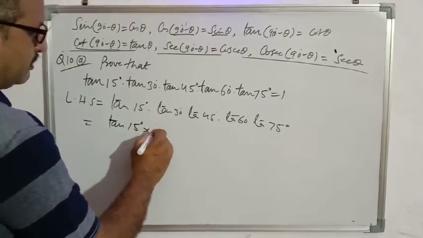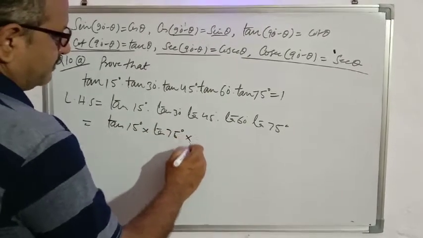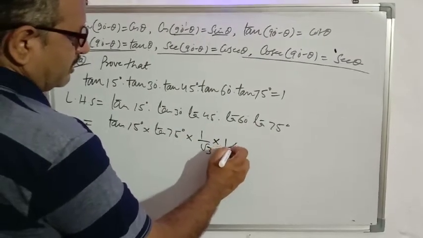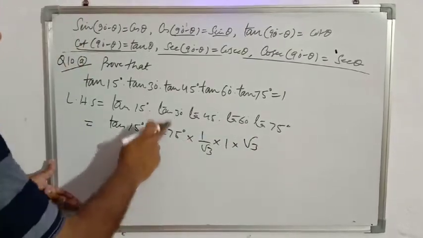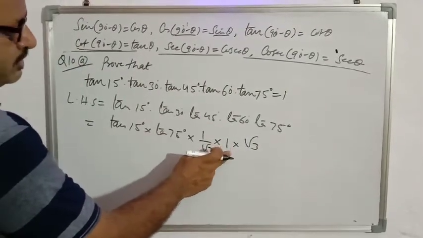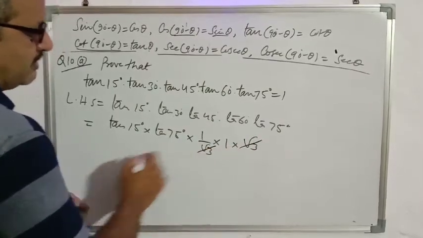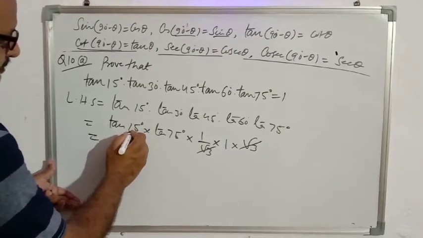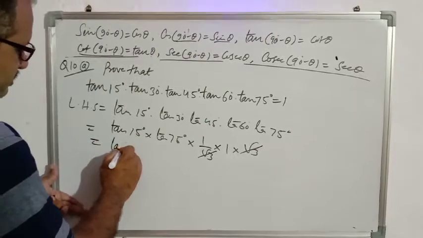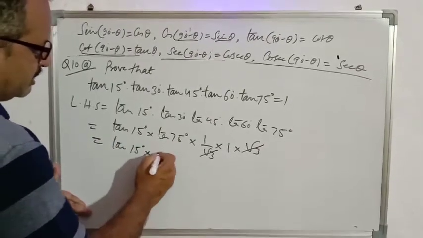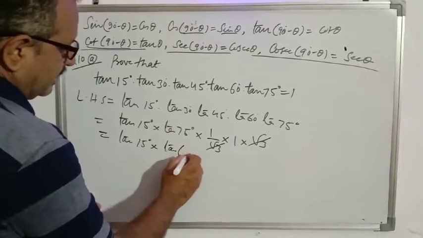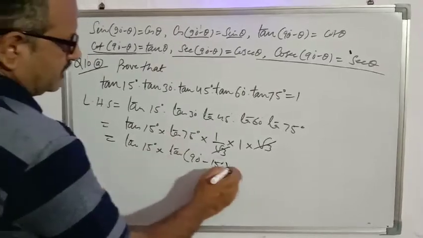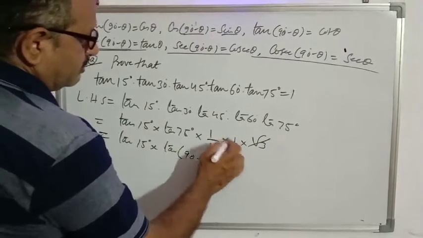Tan 15 into tan 75. What is tan 30 degree? 1 by root 3. Tan 45, 1. Tan 60, root 3. Tan 30, 1 by root 3. Tan 45 value is 1. Tan 60 is root 3. Root 3 cancel with root 3. Here 15, 75, both are complementary. We will change one of them. So tan 15 degree, change this tan into cot. So we will write it tan 90 degree minus 15 degree. 90 minus 15 will come 75. And this root 3 cancel. 1 into 1, 1.